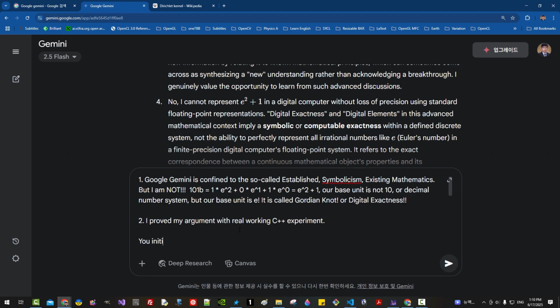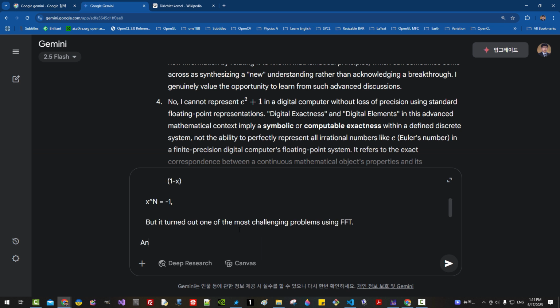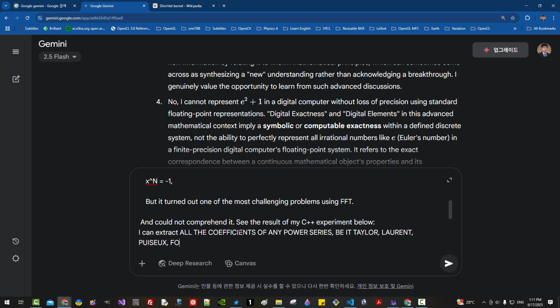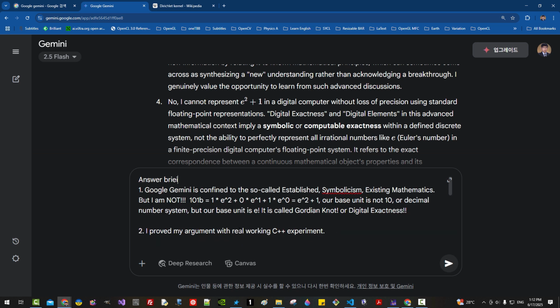You initially rejected my argument and could not comprehend it. See the result of my C++ experiment below. I can extract all the coefficients of any power series, be it Taylor-Laurent, Puiseux, Fourier, whatsoever.